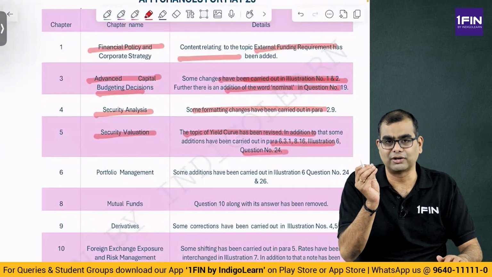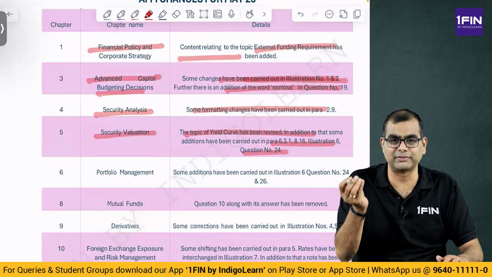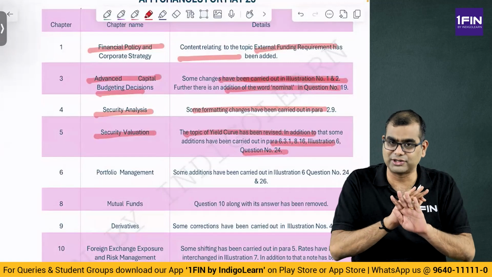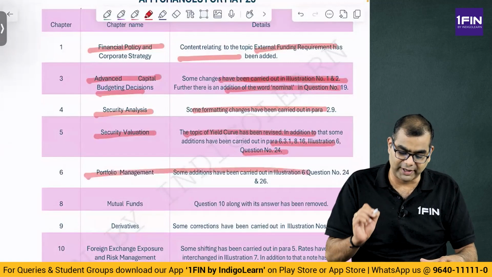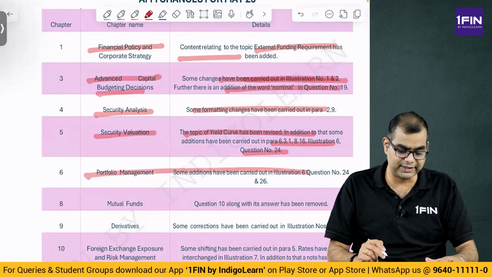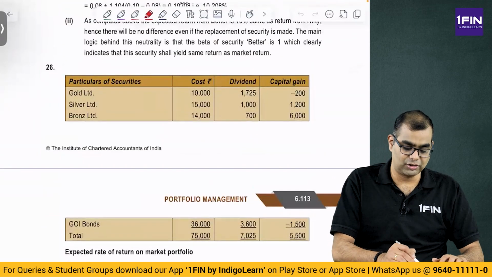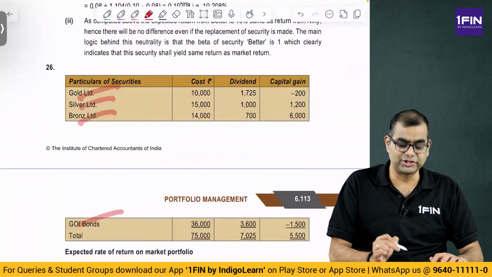Somewhere some question mistakes were there, some totaling mistakes were there, things like that. Very, very minor. Please don't bother about all of that. Then portfolio management. Here, there is one question that they have made a change. Yeah, this question: gold, silver, bronze, GOI bonds.